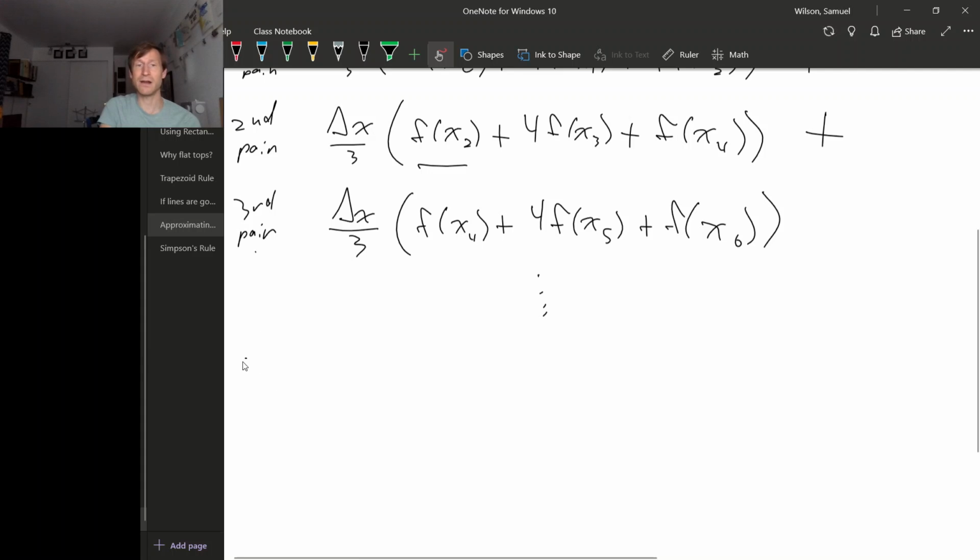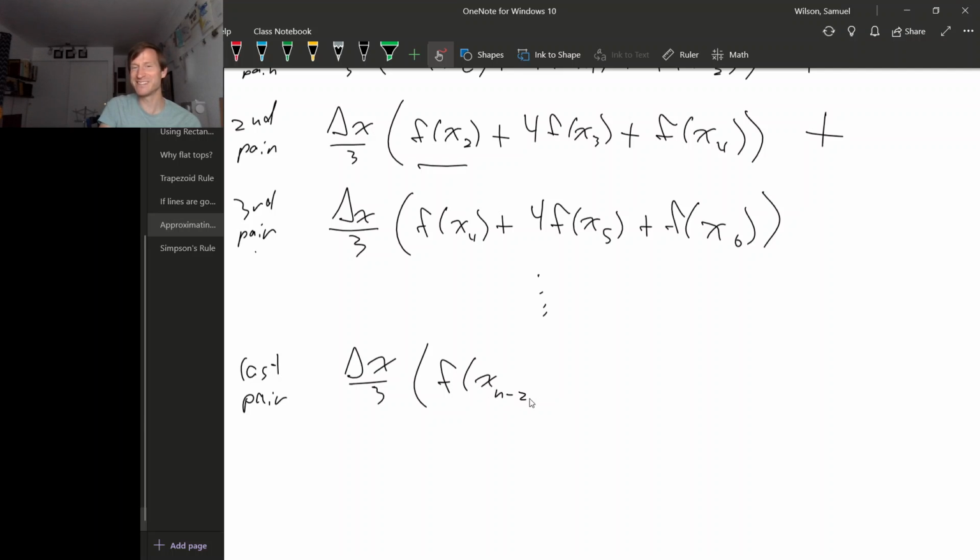The last pair is going to be delta x over 3, and then f of x sub, well, the very last one is n, but we're 2 before that, so n minus 2, plus, and then the next one is a midpoint, so that gets a 4. 4 times f of x sub, we're 1 before the last one, so n minus 1. And then the very last one gets a 1 because it's an end point, so f of x sub n.